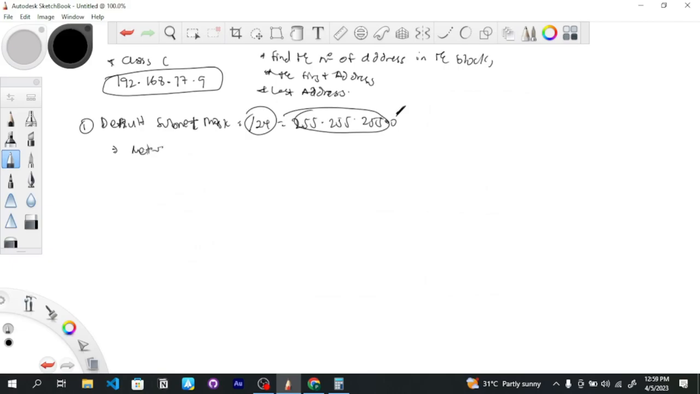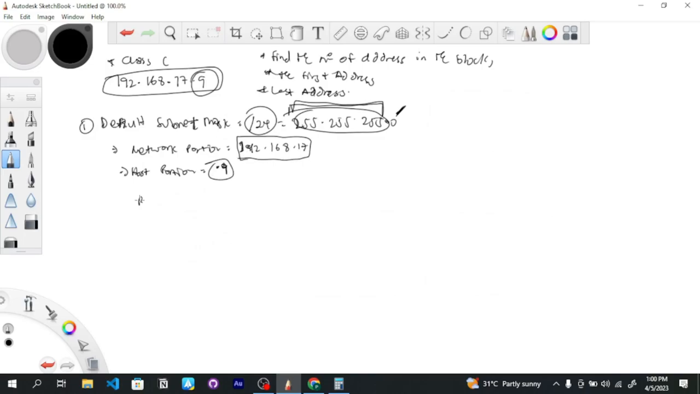So the network portion is 192.168.17. The reason being that when we talked about subnets, we talked about the network and the host portion. The network portion is the same for every subnet, meaning that giving a mask of 24 for a class C means the first 24 bits must never change. And the first 24 bits correspond to 192.168.17. The last octet is your host number. So the host portion is .9.